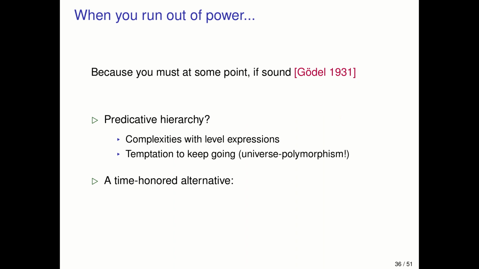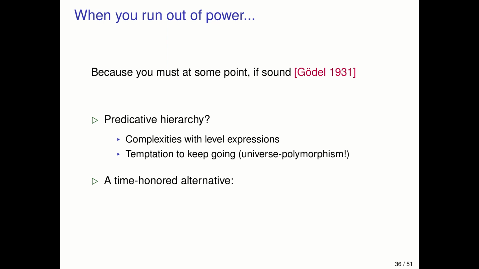Okay, so what is that? Now when you run out of power in your logic, because don't forget, you must run out of power at some point if you're going to be sound. That's a famous result. At some point, your system won't have some power you want. What should you do? In type theory, so far, the answer has been, let's add a predicative hierarchy. We'll just extend it, and it goes to omega, so you can always keep going.